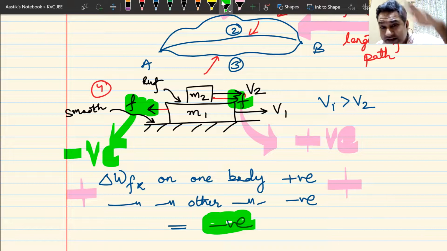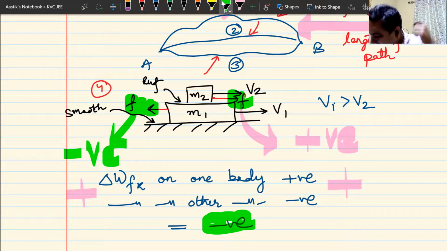Because these are the questions that will come as multiple choice in JEE Advanced. Don't get confused over there. That is why I'm spending so much time. This is not a concept. This is a question that I'm asking you. The same question will come in the exam. Please remember it. We have discussed kinetic friction.